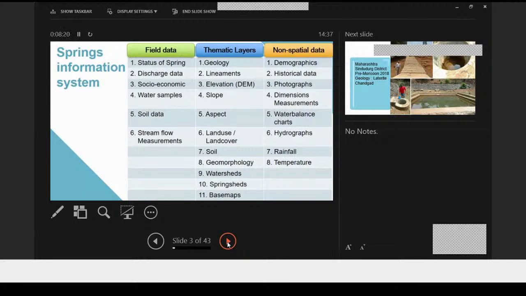And we have got the hydrographs from the field measurements. We have got the rainfall data. We have got the temperature. Using all these, we'll see how we have developed the database and how we can utilize that.